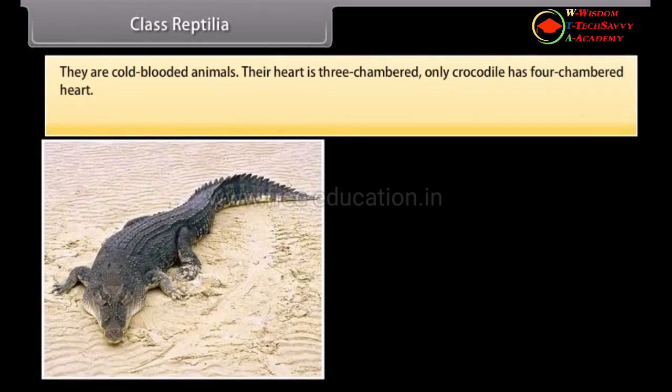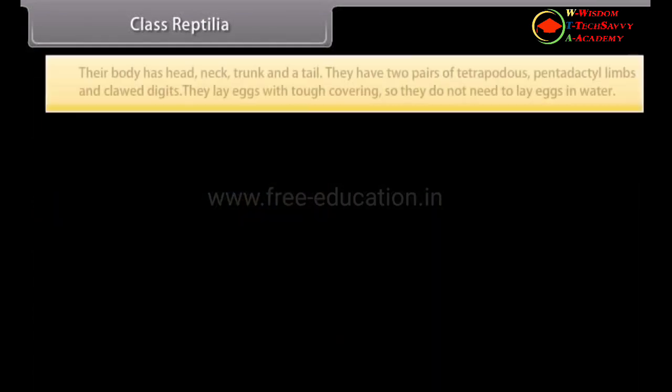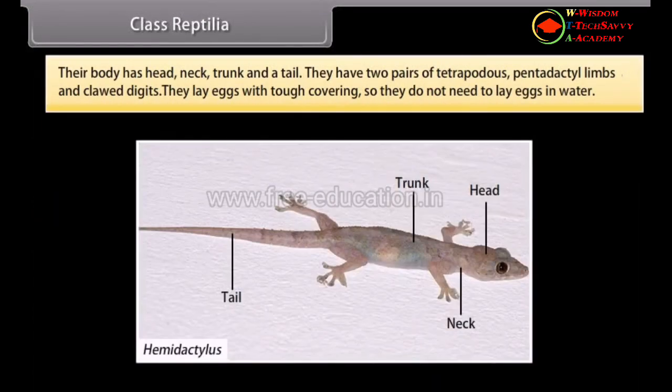They are cold-blooded animals. Their heart is three-chambered. Only the crocodile has a four-chambered heart. The respiration takes place through lungs. Their body has head, neck, trunk and a tail. They have two pairs of tetrapod, pentadactyl limbs and clawed digits. They lay eggs with a tough covering, so they do not need to lay eggs in water.